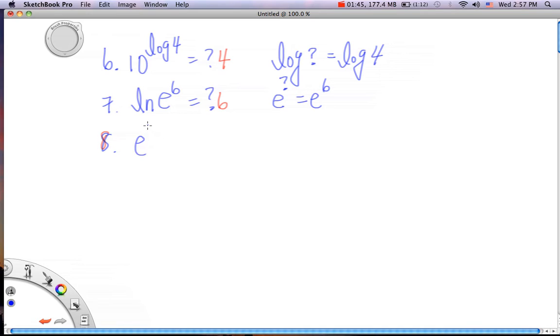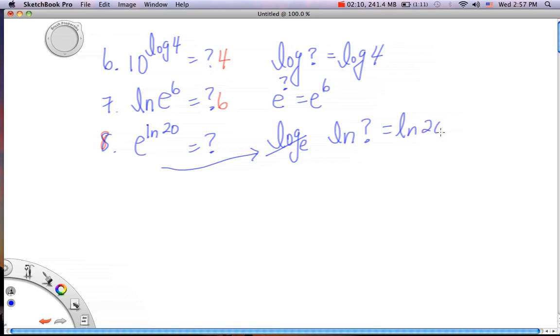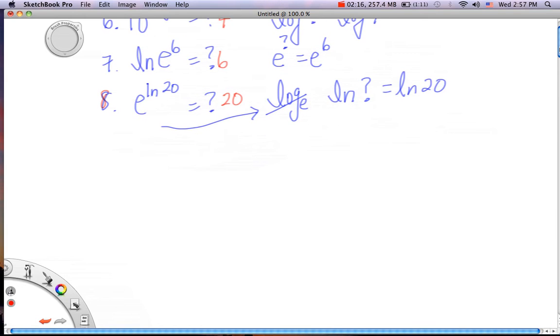Last one is e to the natural log of 20. What does that equal to? Now again, this is an exponential form, right? Because you have e to some power. If I were to write this as a logarithm, remember normally you write log base e, but we don't write it that way. We just write natural log of question mark should give me natural log of 20. So that question mark must mean 20. So hopefully that explains the worksheet.